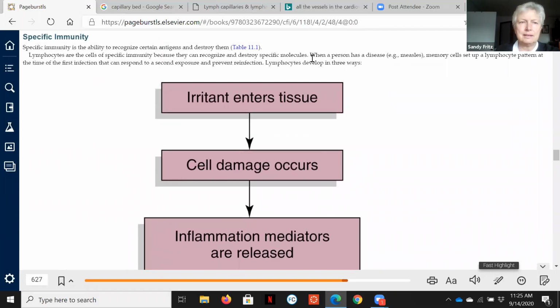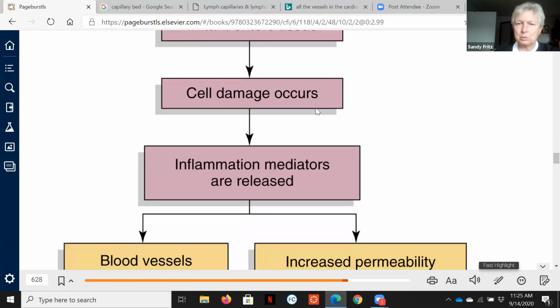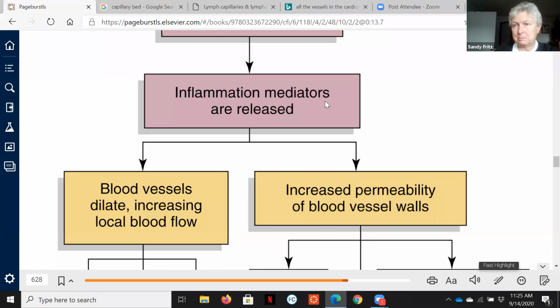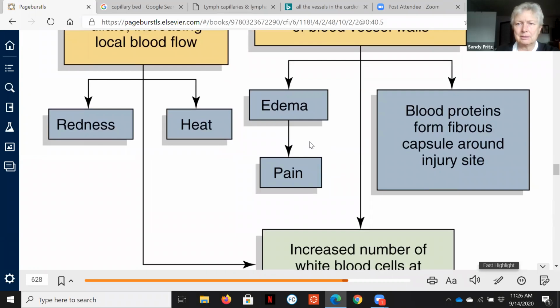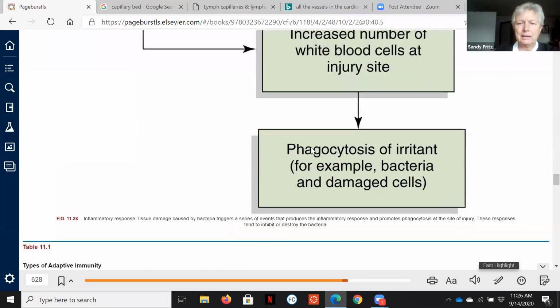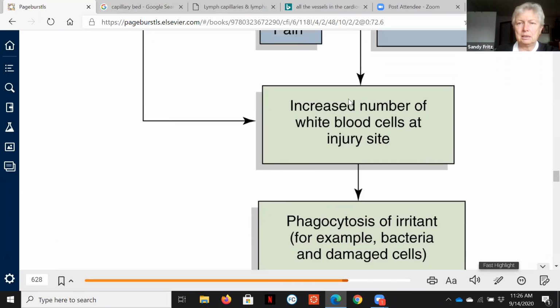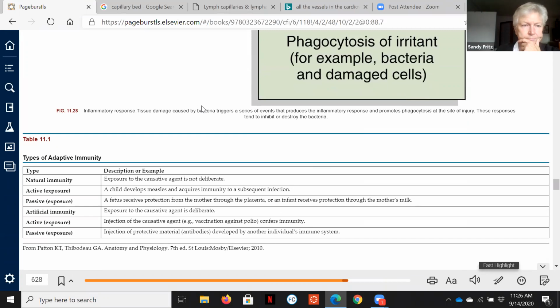So this is a schematic here that tries to give you a visual, again, of the inflammatory response and everything that happens with that. And here are the cardinal signs of an inflammatory response. And if everything works well, the pathogen is eliminated, and the tissue heals or the condition resolves.